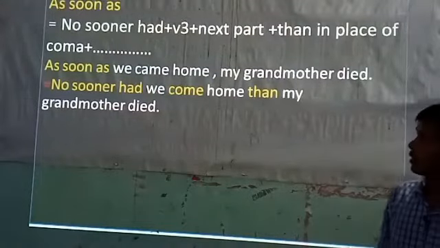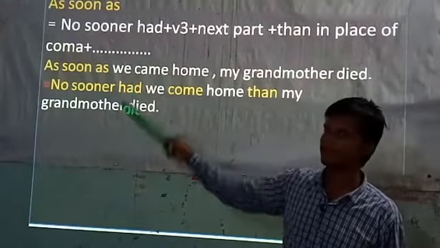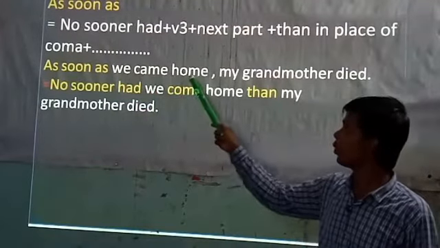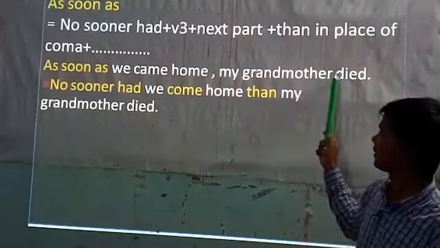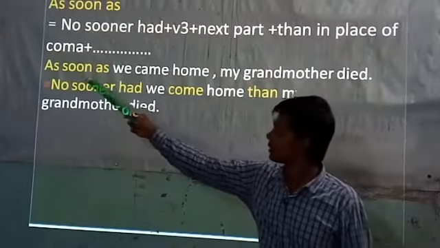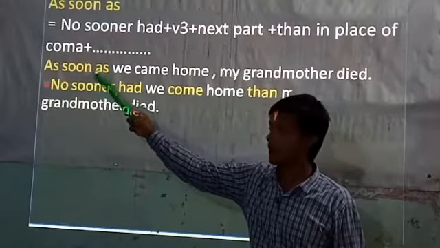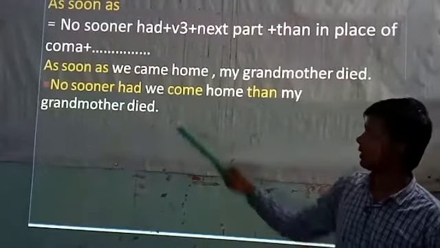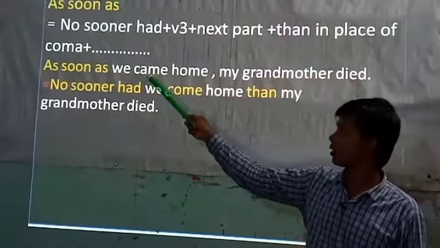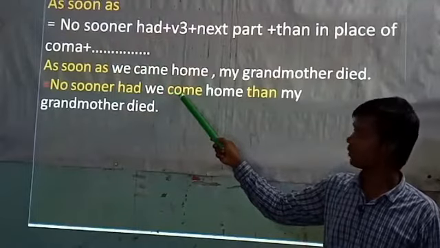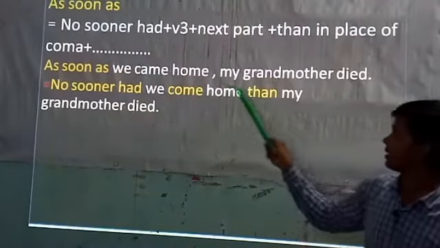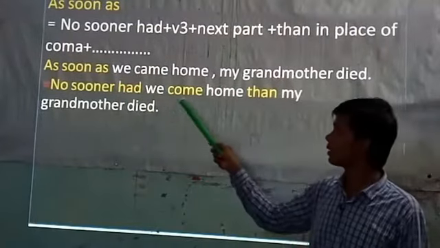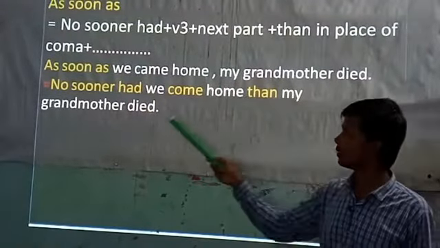So dear students, as soon as we came home, my grandmother died. So look at this. In place of as soon as, you will write no sooner had. Then came is here the past form. You must write the participle form and then than in place of the comma. No sooner had we come home than my grandmother died.